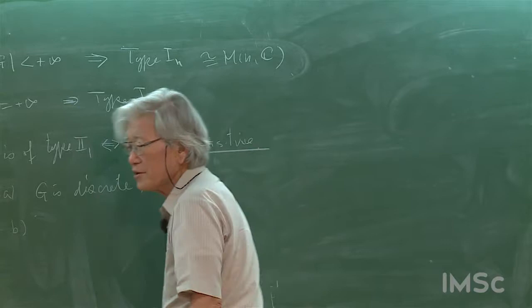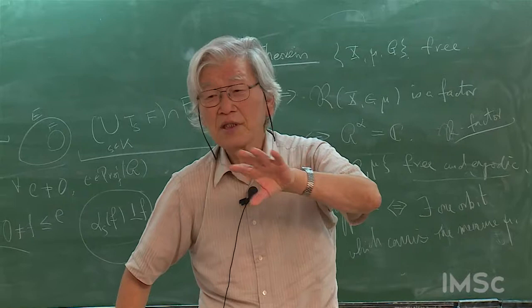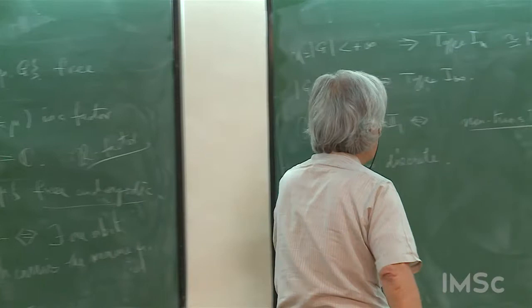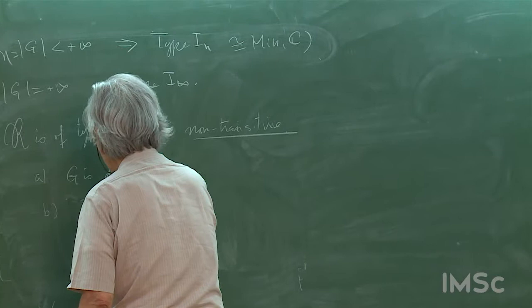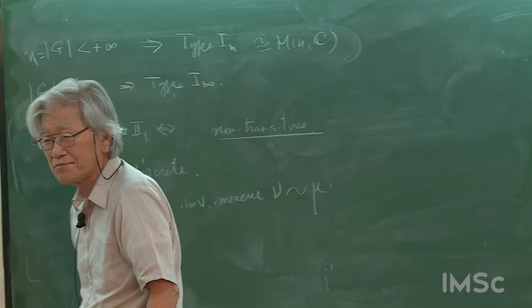Such a circuit is called properly ergodic. If the ergodic transformation is not transitive, then you call it properly ergodic. So it's properly ergodic, G is discrete, and there exists a finite invariant measure, say nu, equivalent to the original measure mu, absolutely continuous with respect to each other.